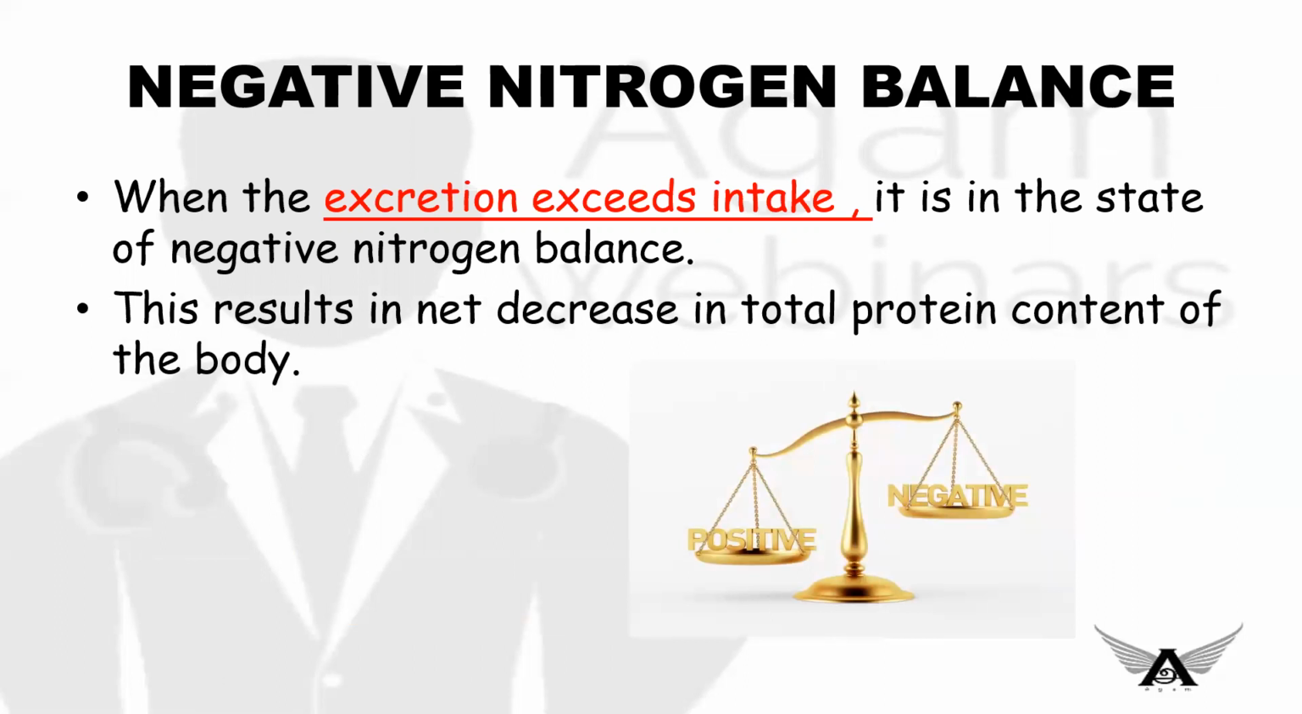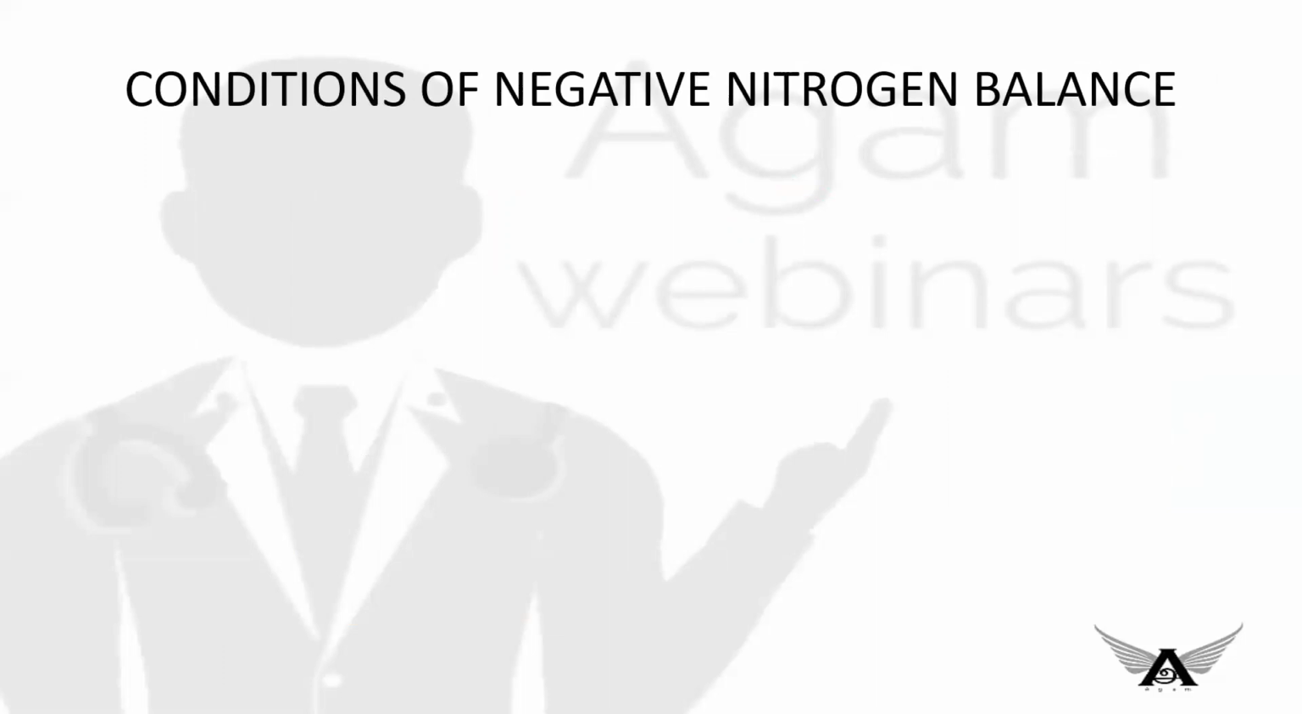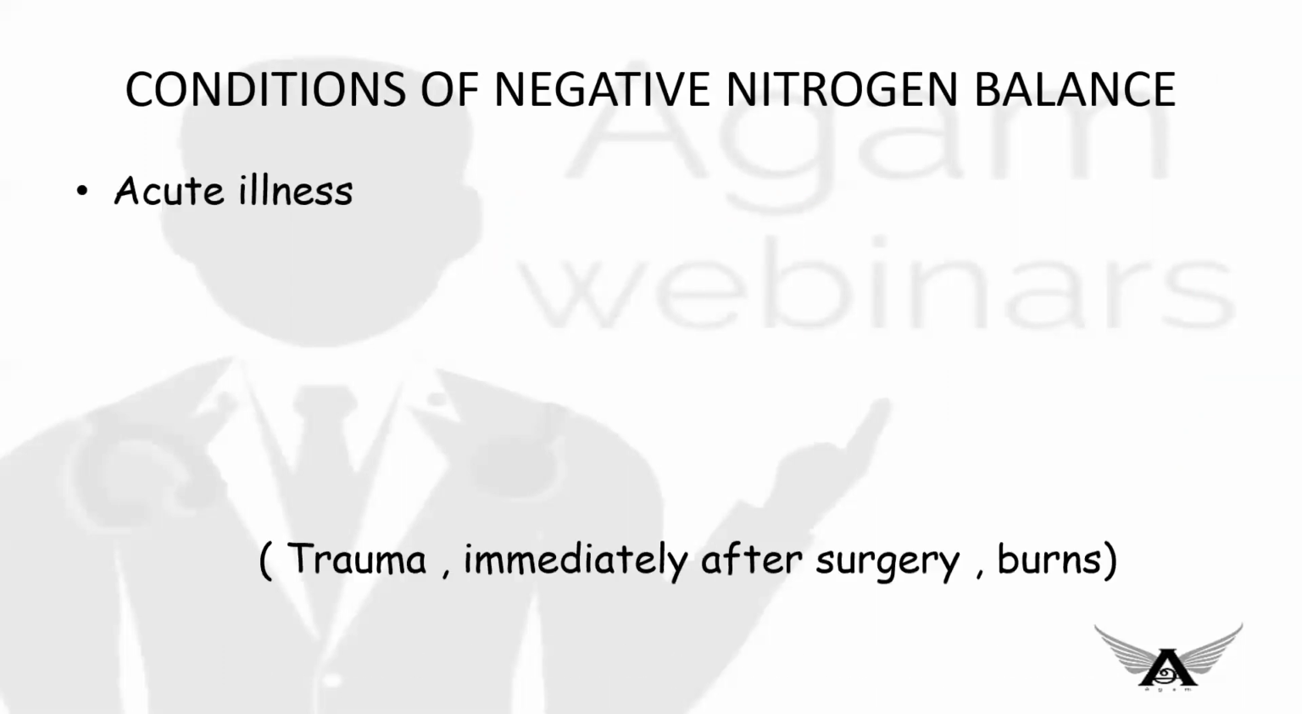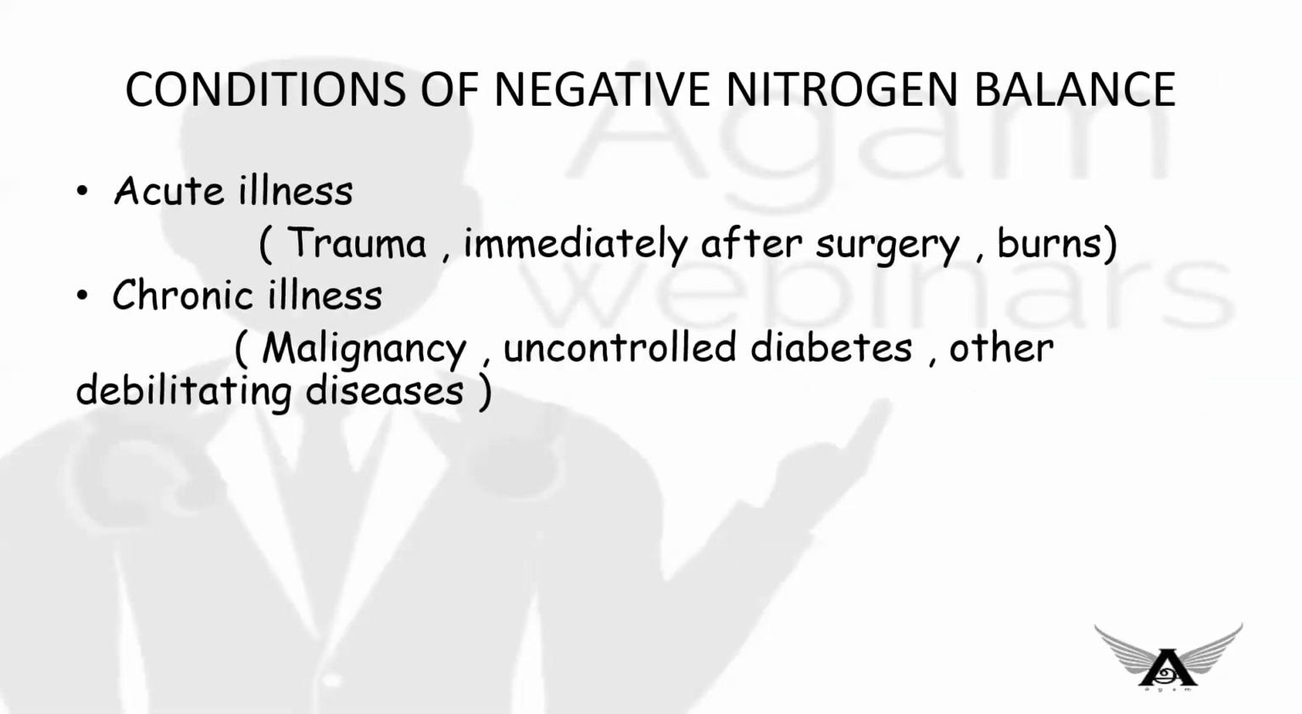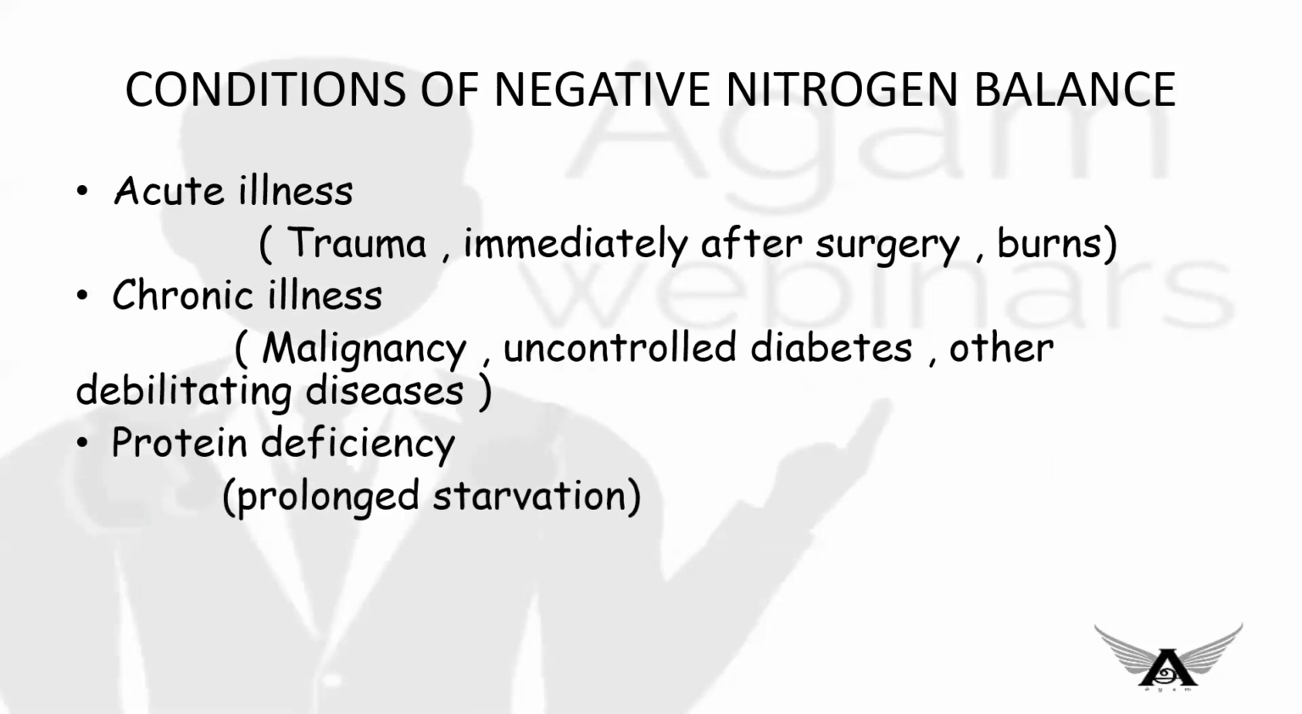There are also some conditions in which negative nitrogen balance occurs. First one is acute illness. Second one is chronic illness. And third one is prolonged starvation. At that time, protein deficiency will occur. The hormones involved here are corticosteroids and thyroid hormones. These are the imbalances. Now, how is this nitrogen balance maintained?